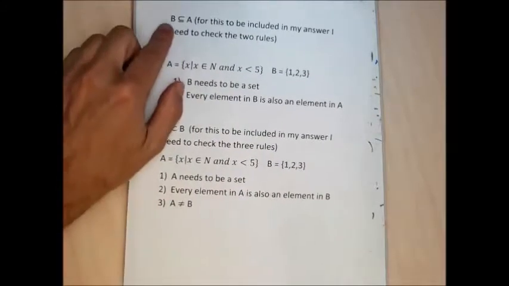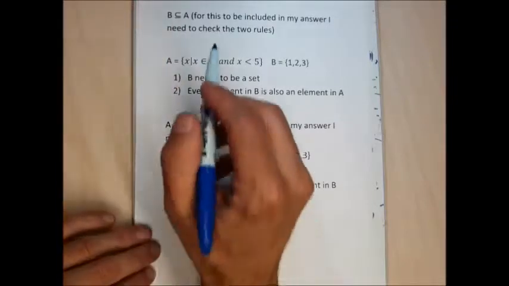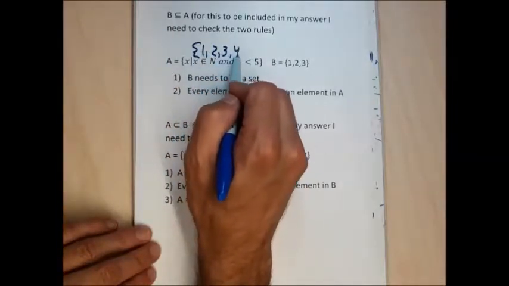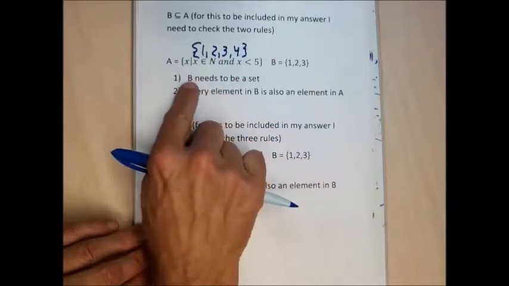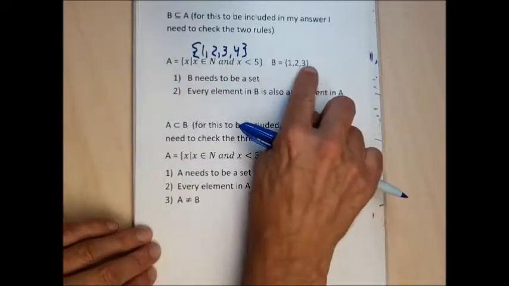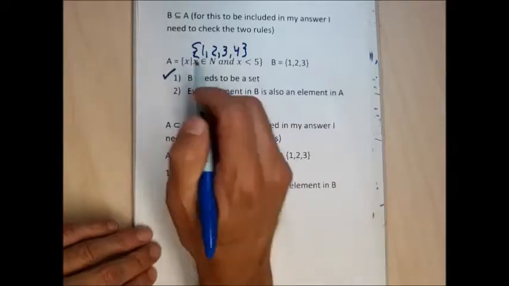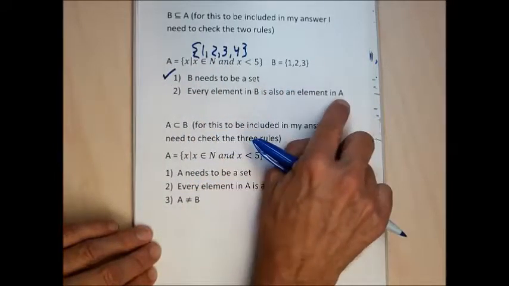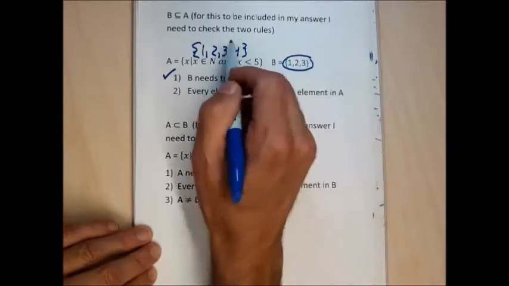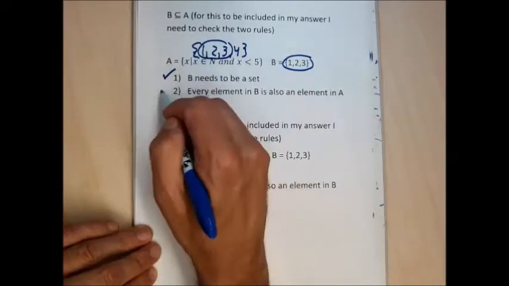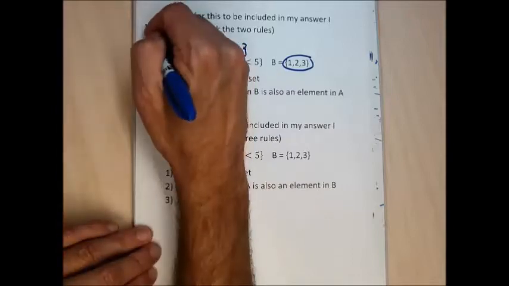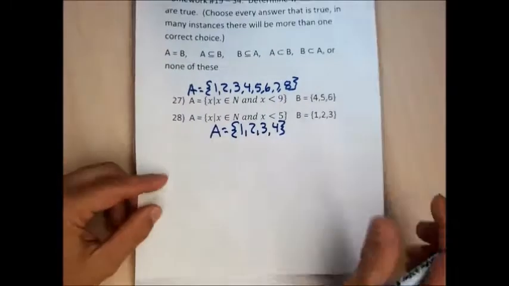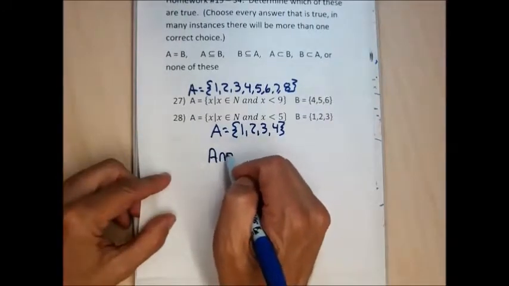Next symbol, I'm going to check to see if B is a subset of A. For B to be a subset of A, there are just two rules that need to be satisfied. The first rule, B has to be a set, because B's in set builder notation, it's a set. The second rule, each of the three elements in B have to be elements in A, and the three elements in B are also elements in A, so the second rule is satisfied, and B as a subset of A is going to be part of my answer for number 28.